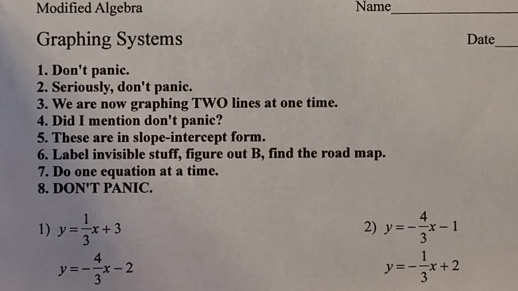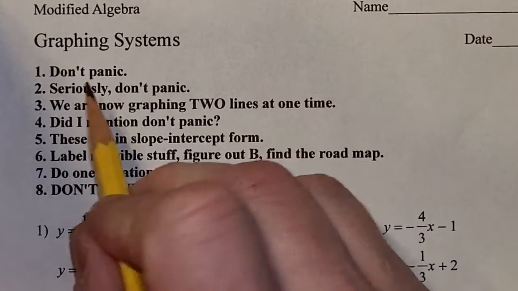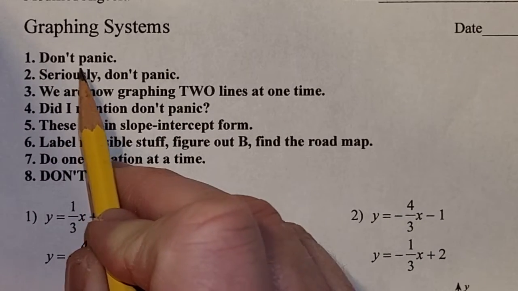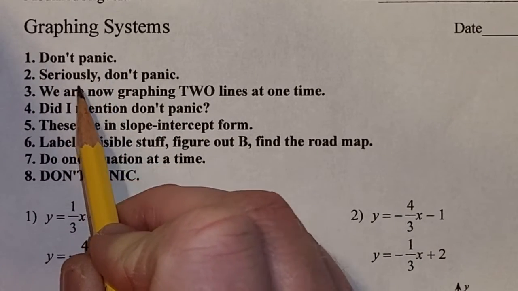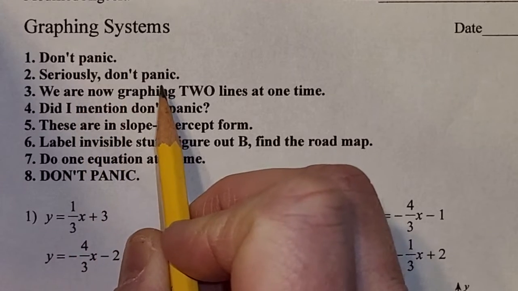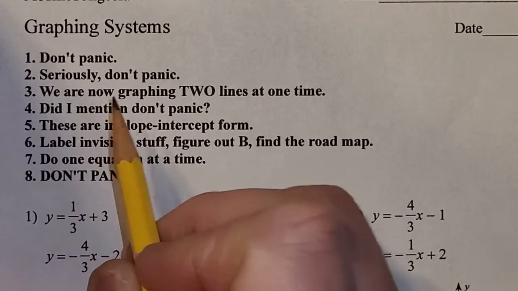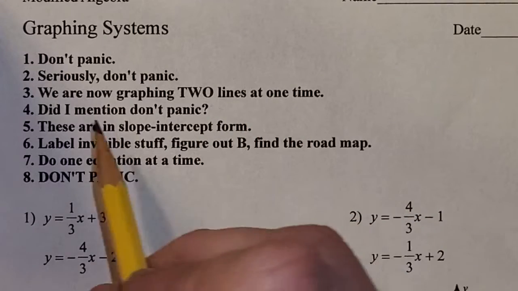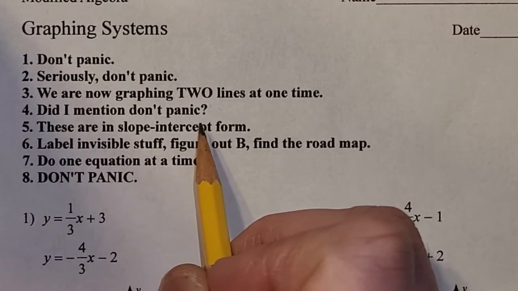So on this handout, you have graphing systems. So here are the instructions. Number one, don't panic. Number two, seriously, don't panic. Number three, we are now graphing two lines at one time. Number four, did I mention don't panic?